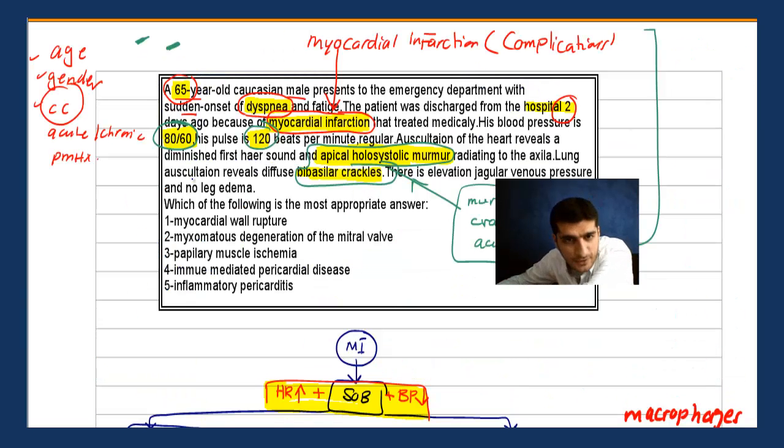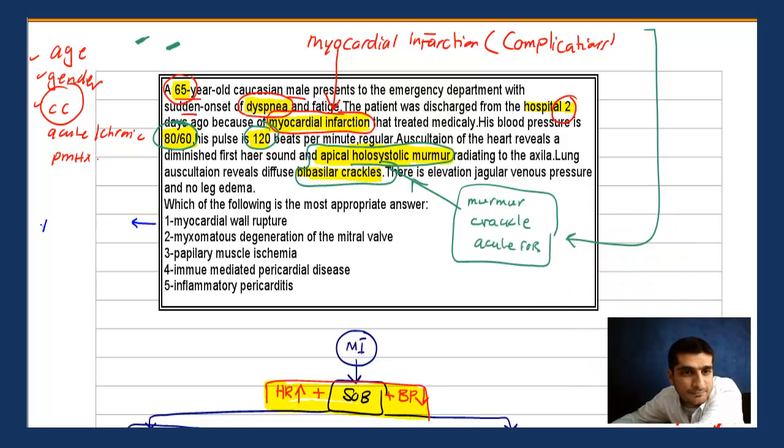Now look at the answers. Basically, myocardial wall rupture. What is that? Tamponade. What is the thing against tamponade here? If you go to the diagrams, what is the thing against tamponade? In tamponade, there is no murmur. I told you there is no murmur with clear lungs. So basically here you will say clear lungs and negative murmur. I will repeat it again; it's good to repeat it.